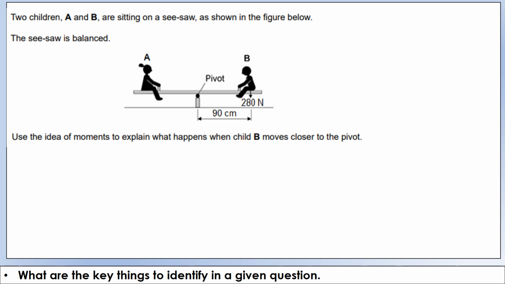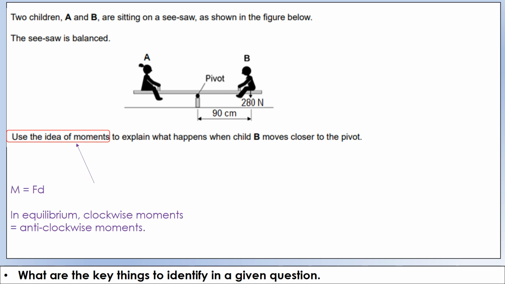So we've got two children, A and B, sitting on a seesaw, and the seesaw is balanced, or in equilibrium might be another way of saying that. So if we're breaking down the actual question, it says use the idea of moments. So what I'm doing now is I'm activating the knowledge I have on moments. So in my long-term memory, I know that moment is calculated by doing force times perpendicular distance. And I know that if it's balanced or in equilibrium, clockwise moment is equal to anti-clockwise moment. So that's straight away what I'm doing.